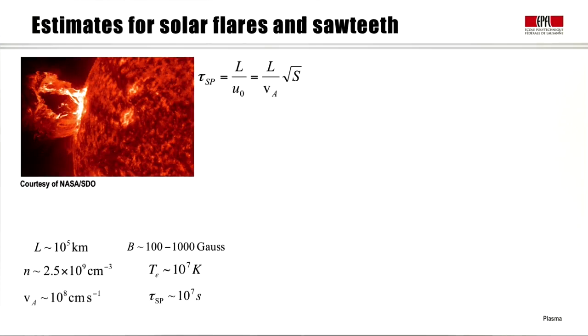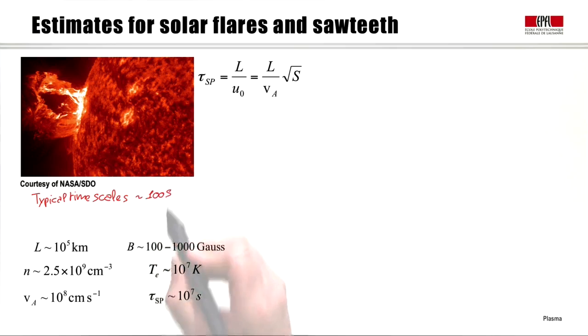Let's now apply the Sweet-Parker model to two examples of magnetic reconnection in nature. The first example is a coronal mass ejection. A picture of a CME is shown here, where a beautiful prominence eruption produced a CME on April 16, 2012. Typical timescales for CMEs are of the order of 100 seconds. Magnetic reconnection is believed to be responsible for CMEs.